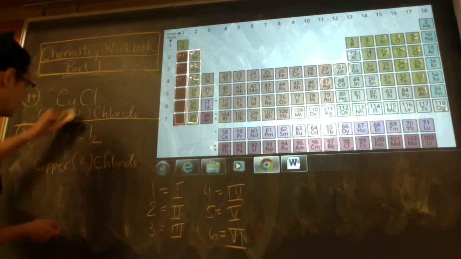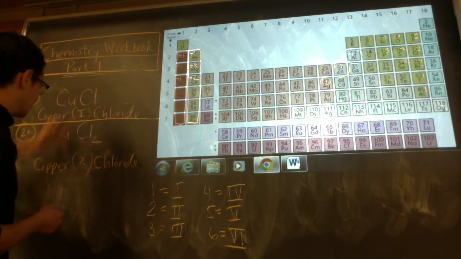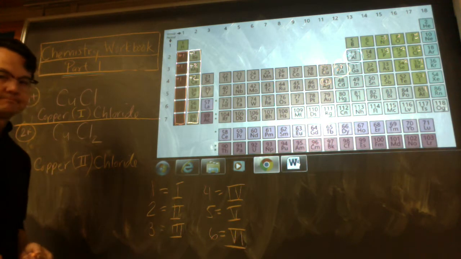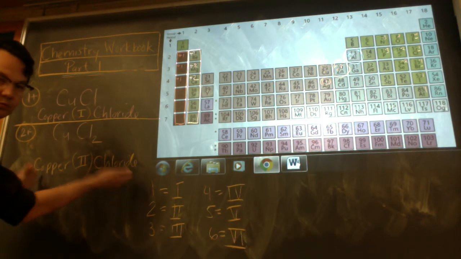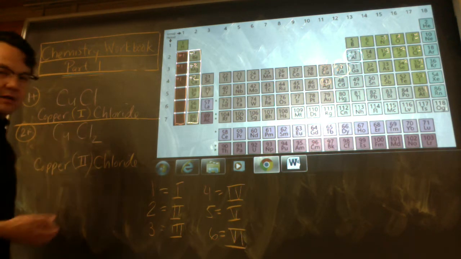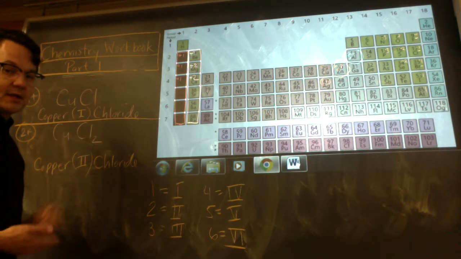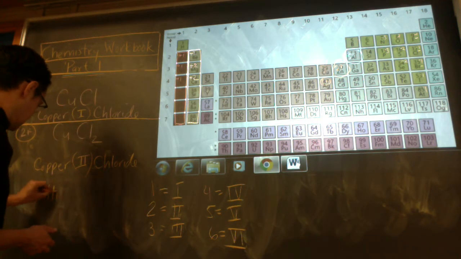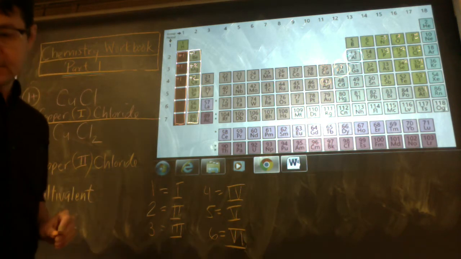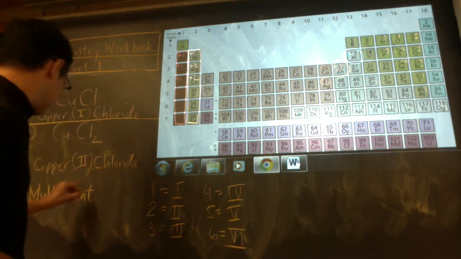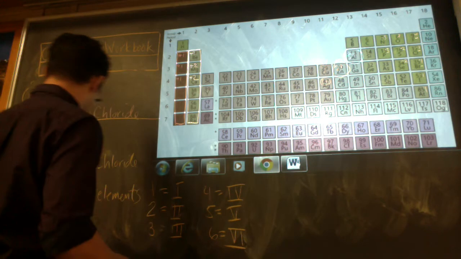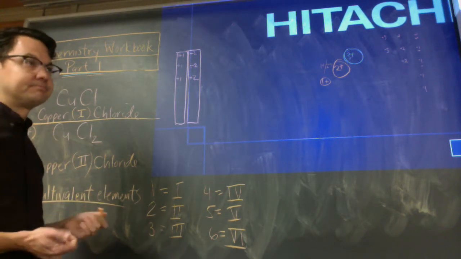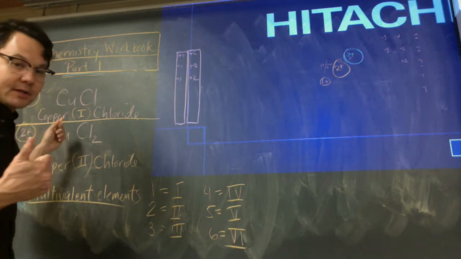So instead of an Arabic numeral, we're going to put copper I chloride. Instead of copper 2 chloride like this, we're going to put copper II chloride like that. And that is how you can tell by the name of one of these compounds how many of each atom you have, and so therefore what your formula is. This is called multivalent elements. The multivalent part is the copper having different options. So multivalent means copper can be 1+ or 2+.